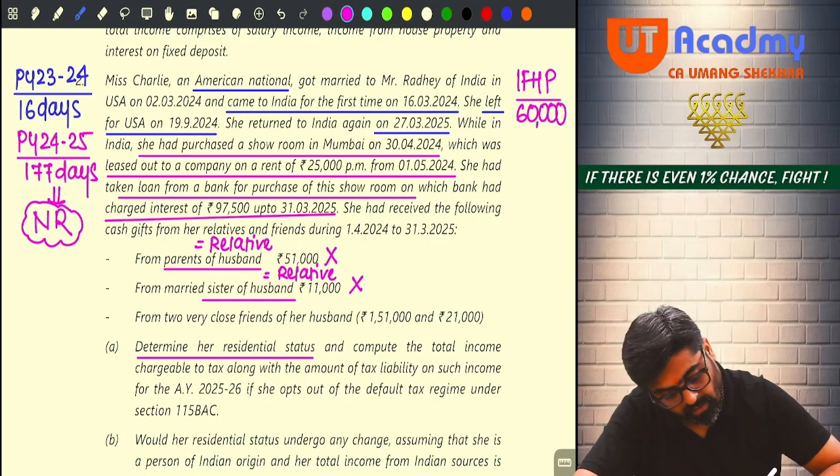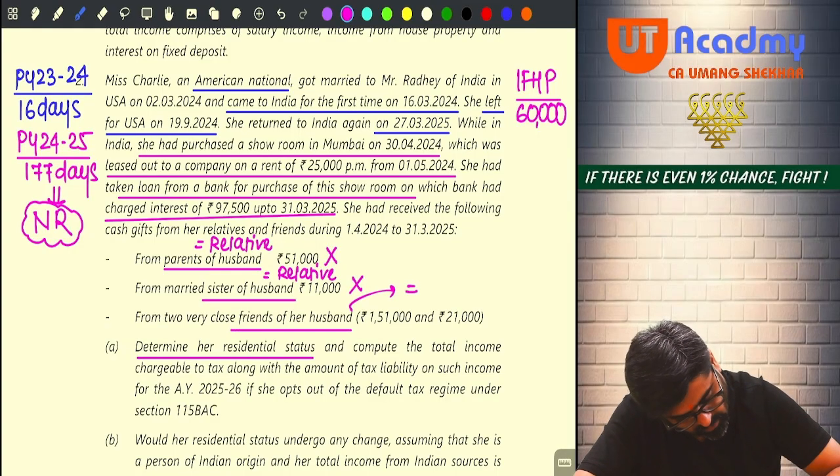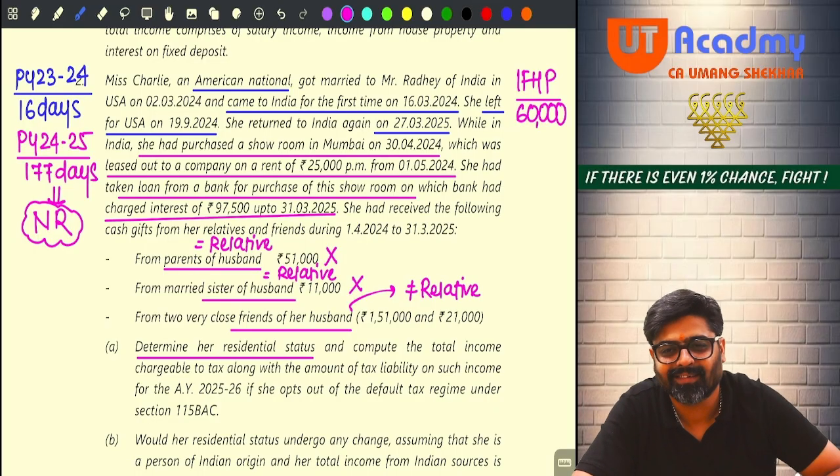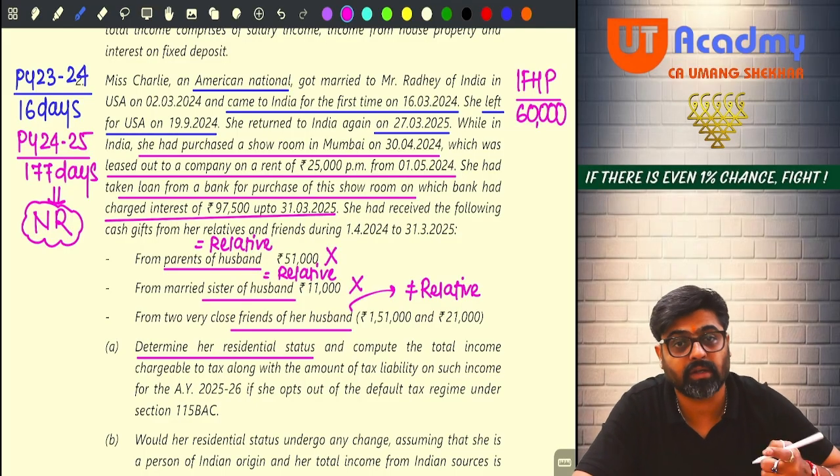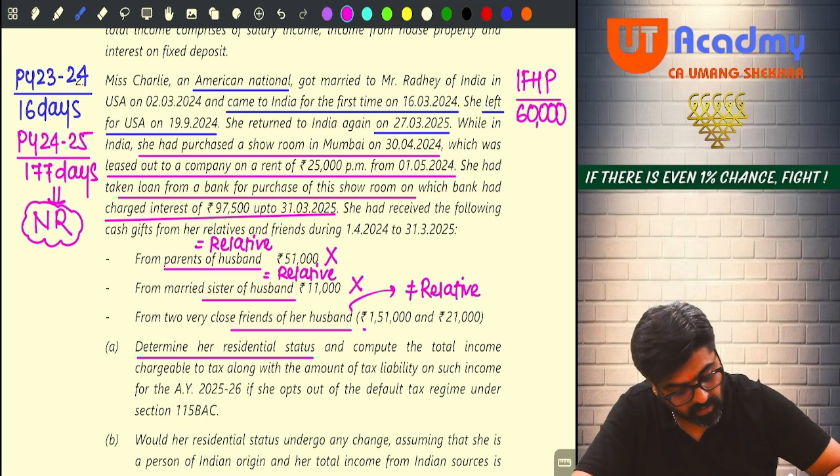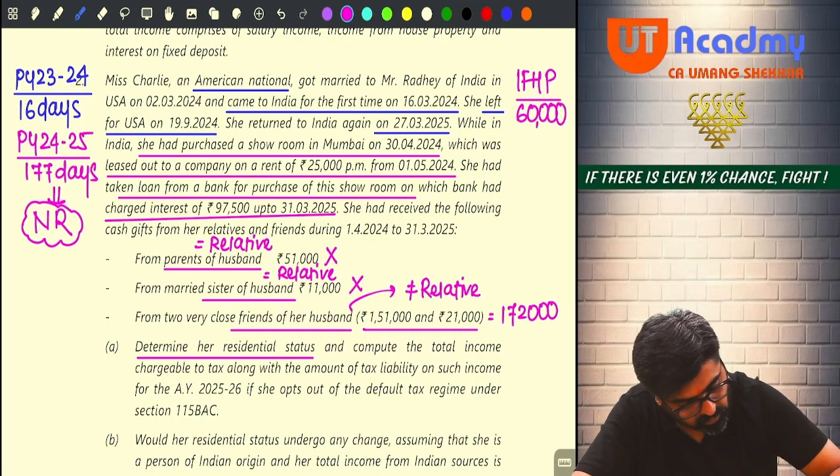But friends of her husband are not my relatives. They are not relatives for my husband also. So the husband's friends are giving cash gifts of 151 and 21. So the total is 1,72,000. Don't you think this 1,72,000 will be taxable under the head IFOS?